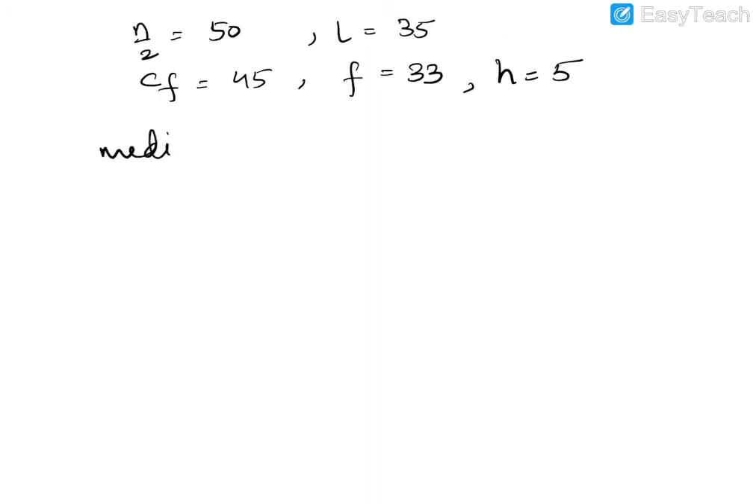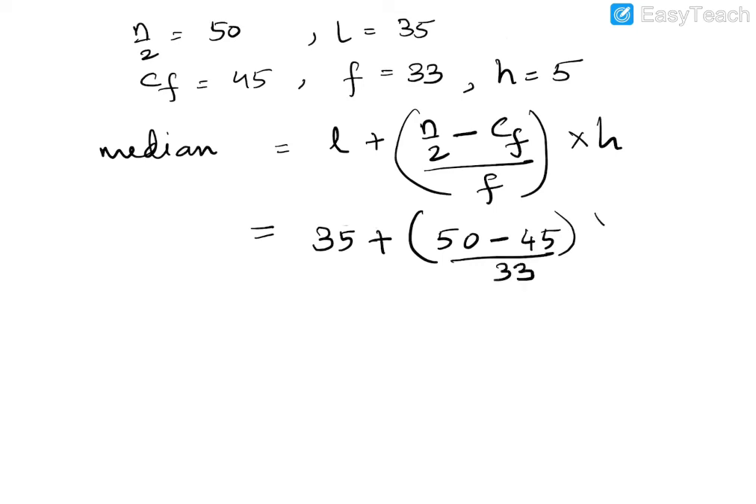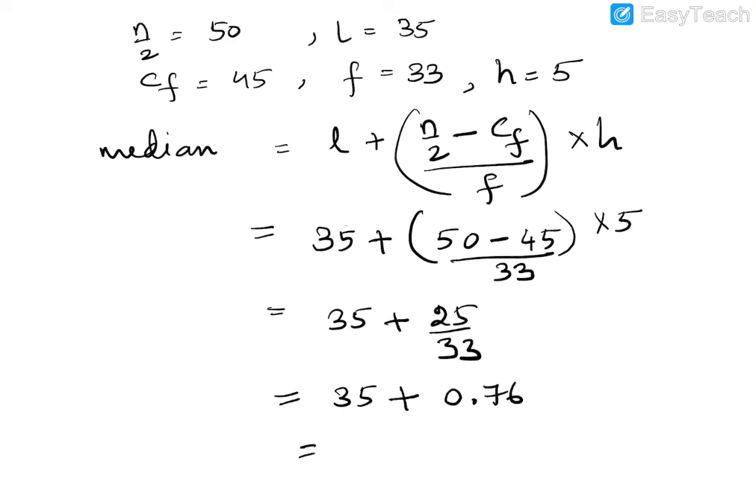So using the formula L plus n upon 2 minus cumulative frequency in brackets divided by F into H. Substituting these values, we get 35 plus 50 minus 45 divided by 33 into 5, which is equal to 35 plus 25 divided by 33. Converting 25 on 33 into decimal, we get 0.76. So the median value is 35.76 years.